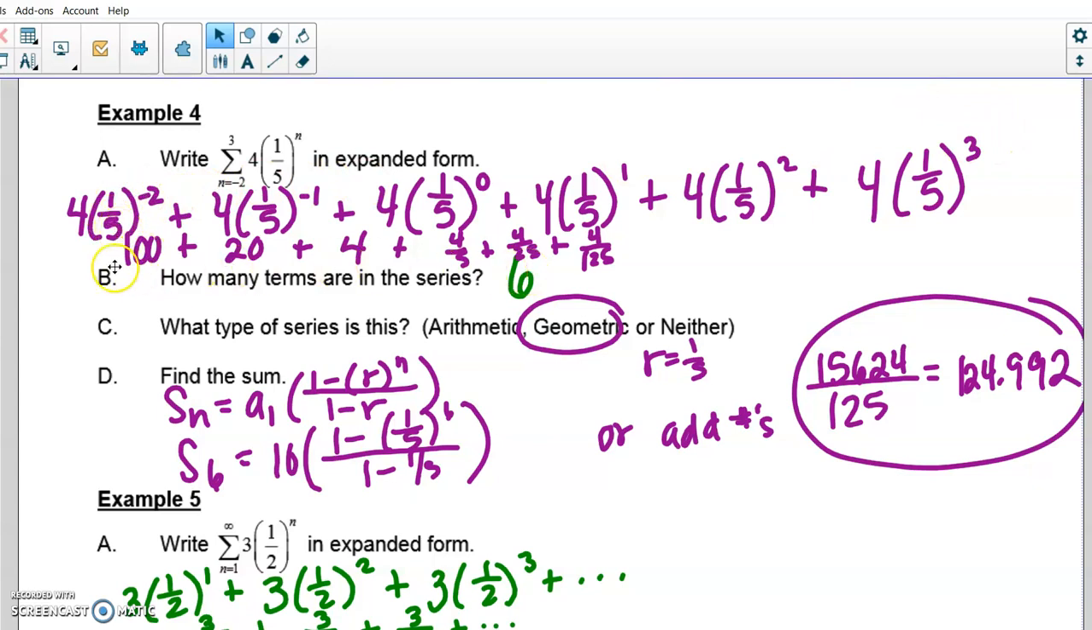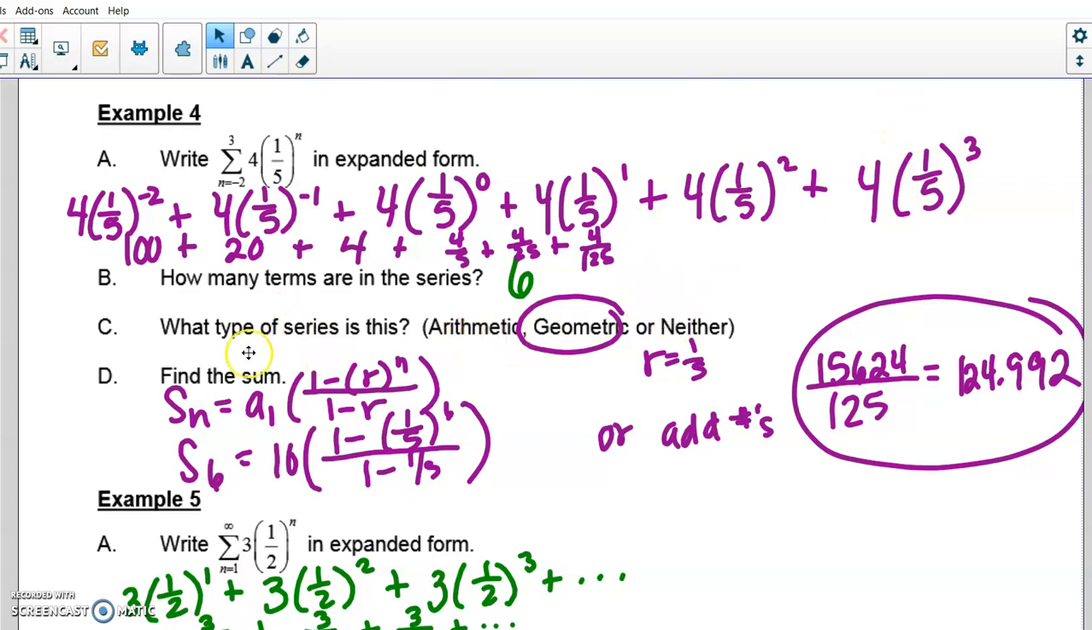When we put this in a calculator, you get the numbers underneath: 100 plus 20 plus 4 plus 4/5 plus 4 over 25 plus 4 over 125. So you can see there were 1, 2, 3, 4, 5, 6 terms in this series.